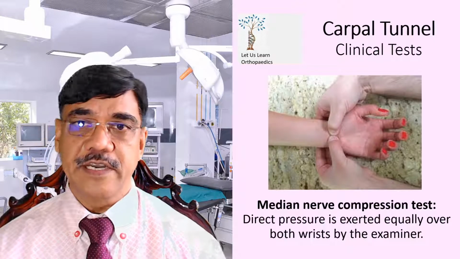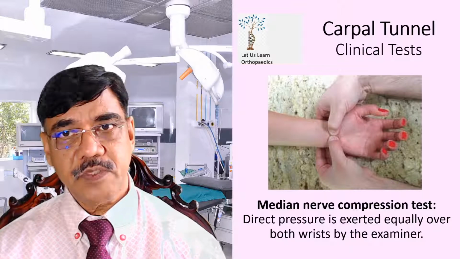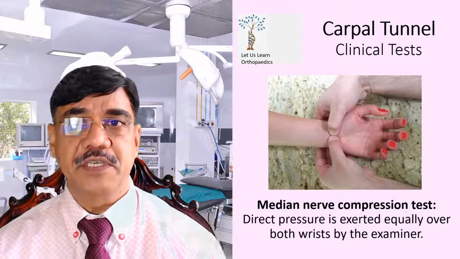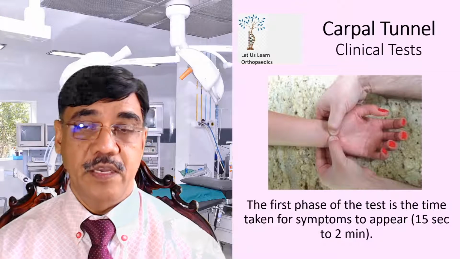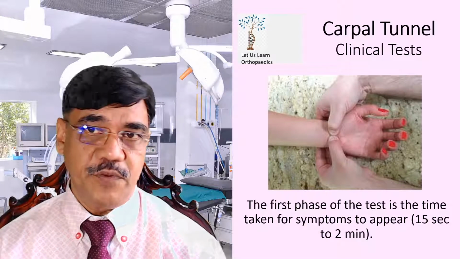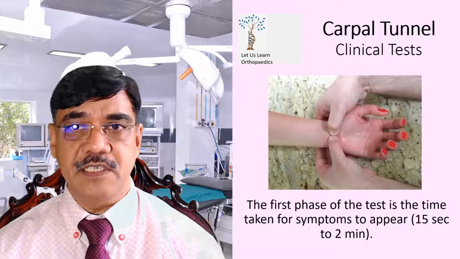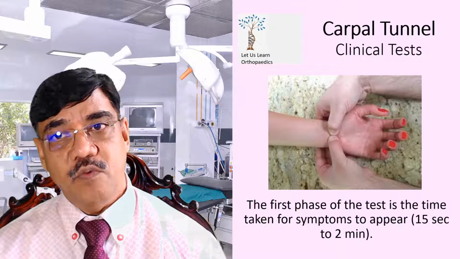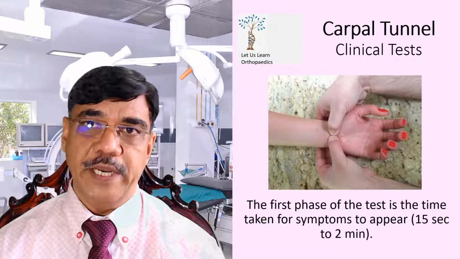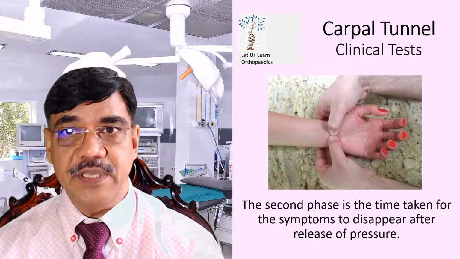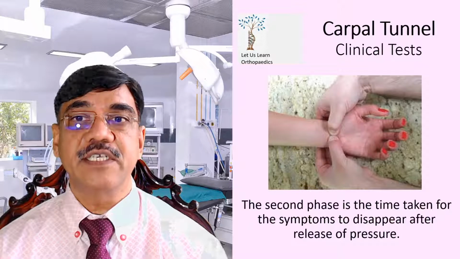The fourth clinical test is the median nerve compression test. Look at the finger. In this, direct pressure is exerted equally over both wrists by the examiner. Now, there are 2 phases. The first phase of the test is the time taken for the symptoms to appear, and it may be 15 seconds to 2 minutes. And the second phase is the time taken for symptoms to disappear after release of the pressure.